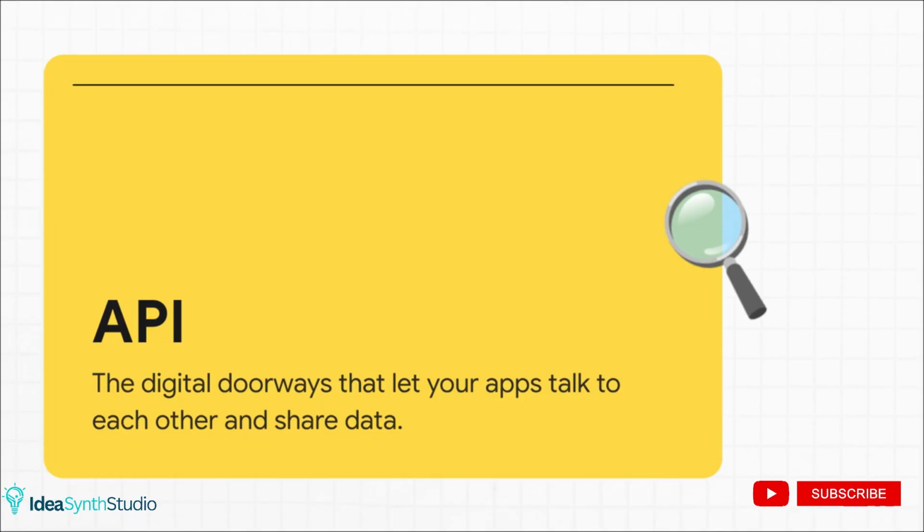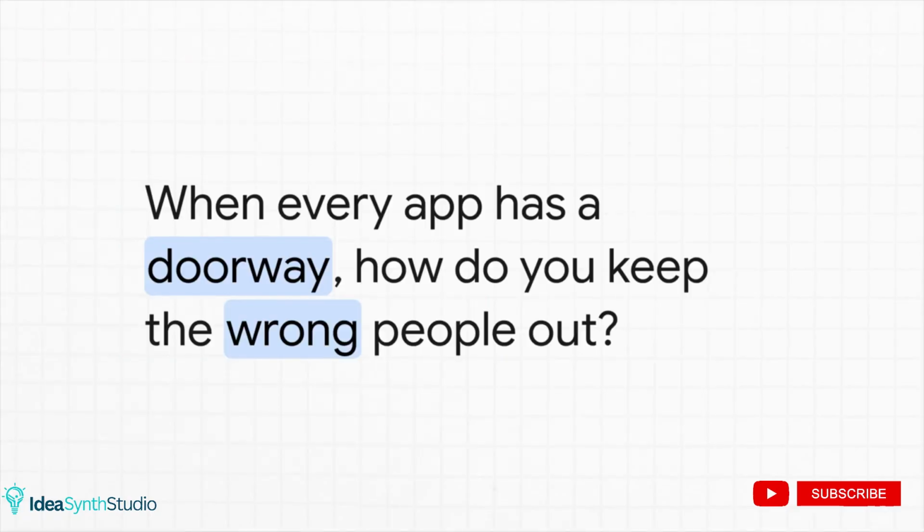The easiest way to think of them is as these digital doorways that connect all your different apps. They're what let your weather app get the forecast, your social media app get updates, and most importantly, your banking app connect safely to your account. And that right there, that is the billion-dollar question, isn't it?